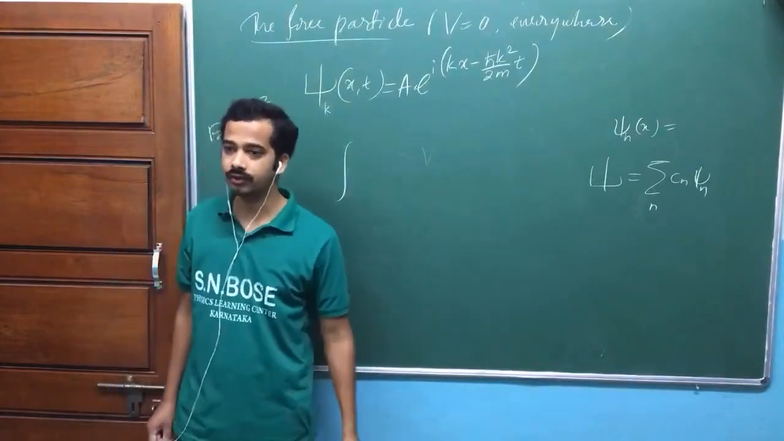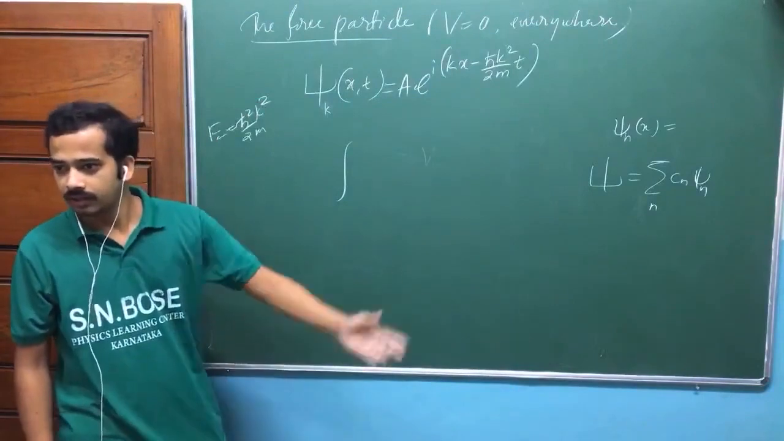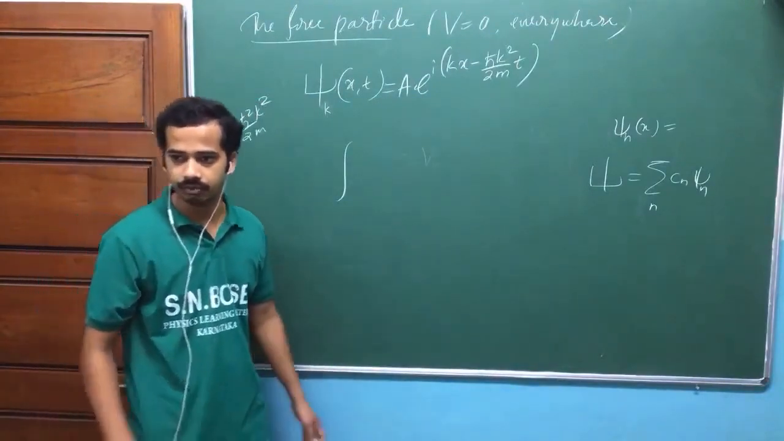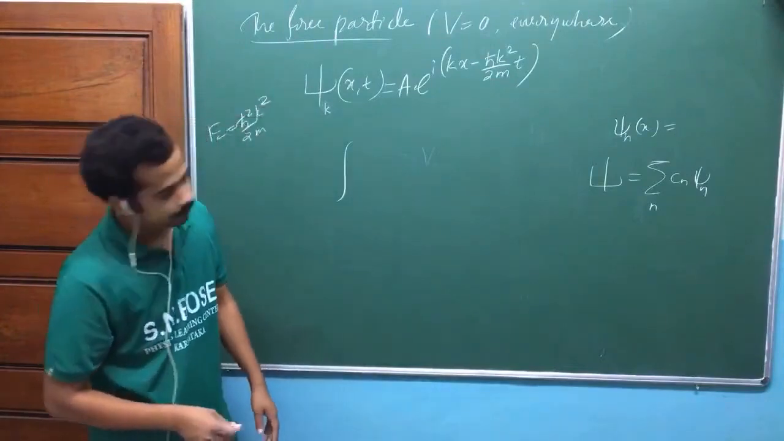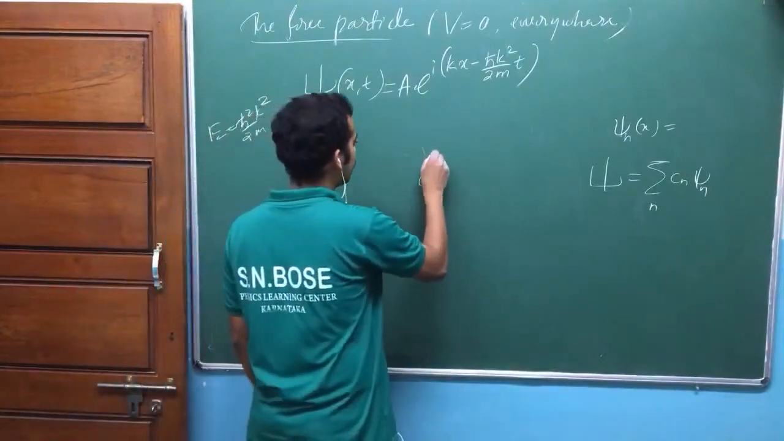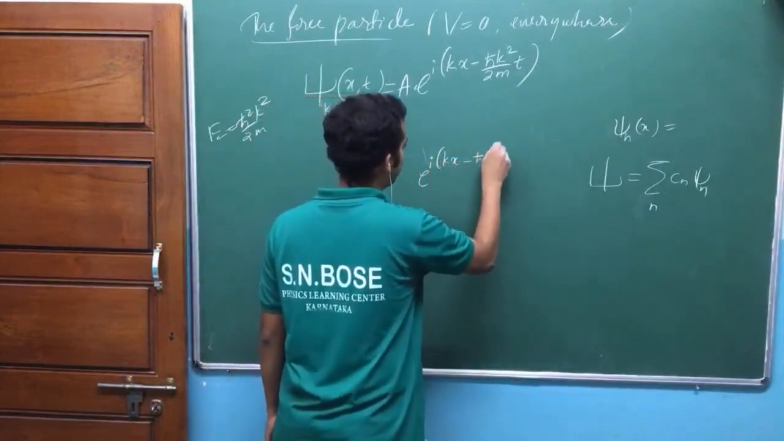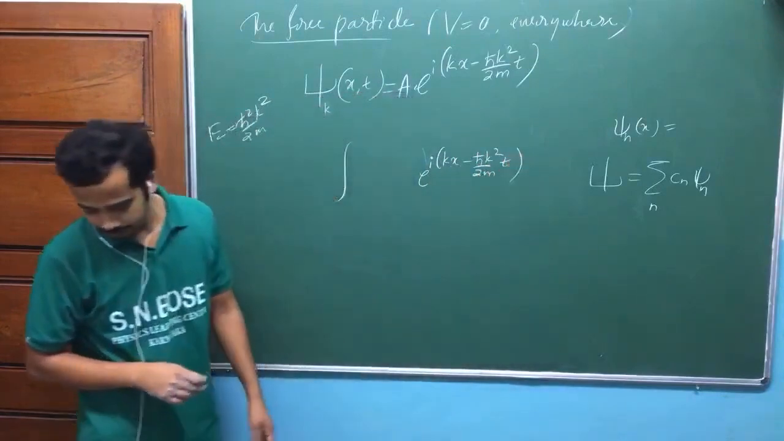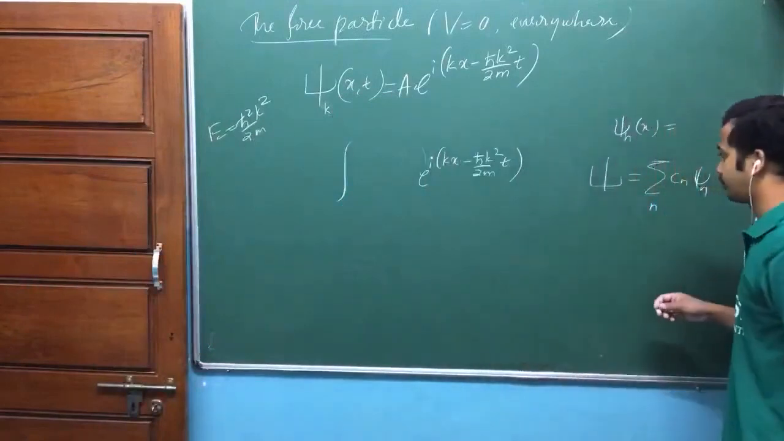And the Schrodinger equation will allow that this is also a solution, whatever I'm writing. Why? A linear combination is also a solution. Linear differential equation property. Okay? What we write is the integration of e to the power i(kx minus h bar k square by 2m into t). Okay? Again, I'll come back to this situation.